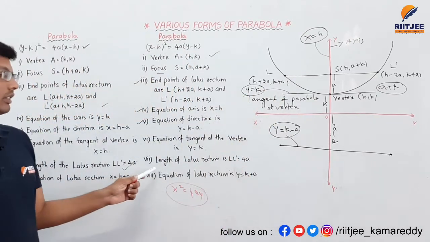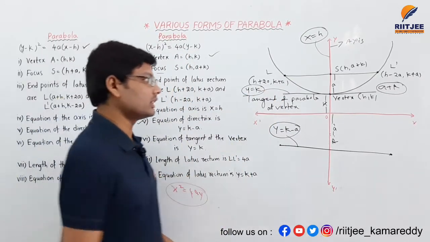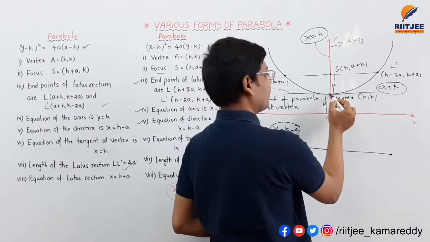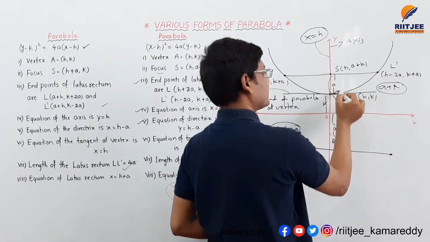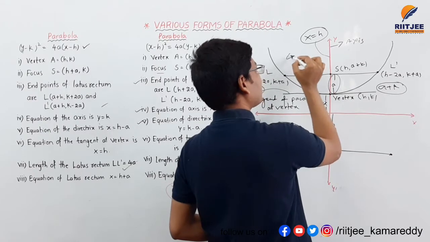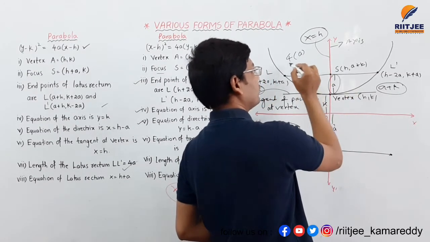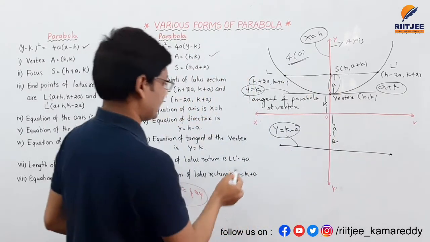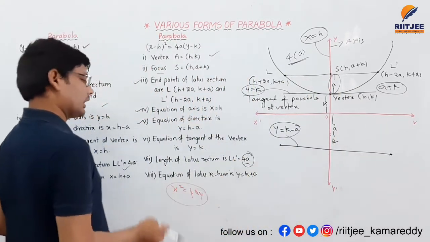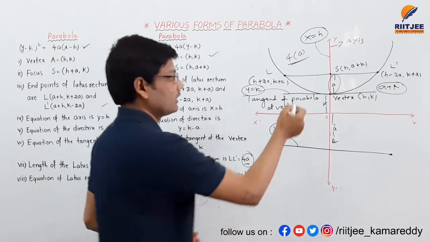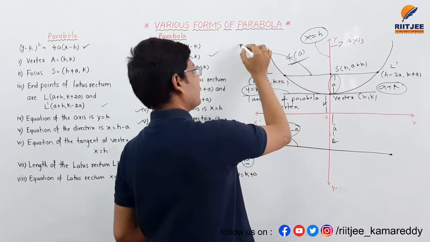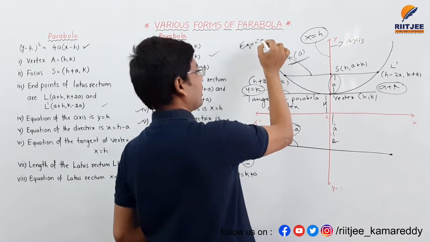And the seventh point, the length of the latus rectum. The distance from vertex to focus is a, then 4 times the distance from vertex to focus is 4a. This is the length of the latus rectum. And the equation of the latus rectum, what will be the equation of the latus rectum?